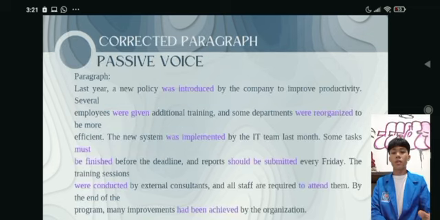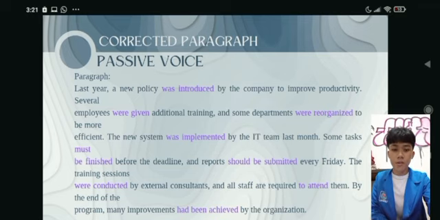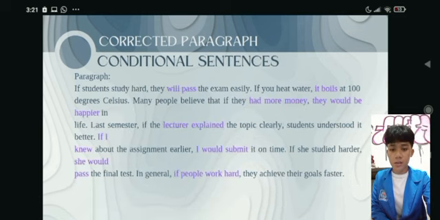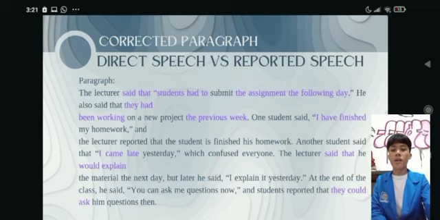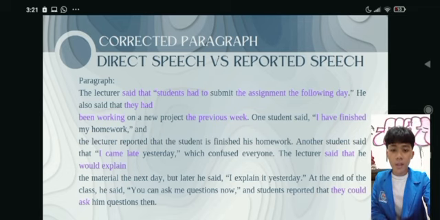And this is topic part 2, the project, correct paragraph. This is passive voice. This is subjunctive wish. And this is conditional sentences. And this is direct speech versus reported speech. We go to the next slide, error analysis.